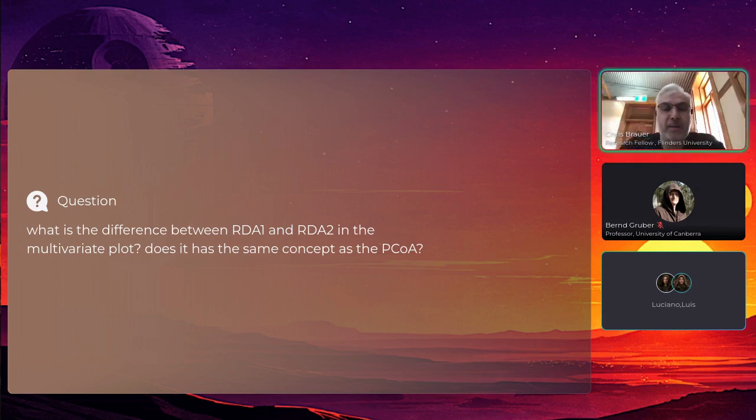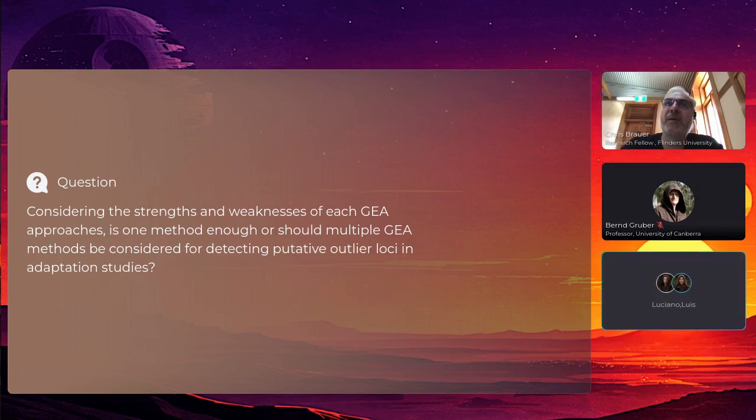Yes, it's very much the same in PCoA. So it's the orthogonal axis, so independent axis. The first one is the one that explains the most variation, the second the second most variation. So it's exactly the same as PCA or other ordination methods.